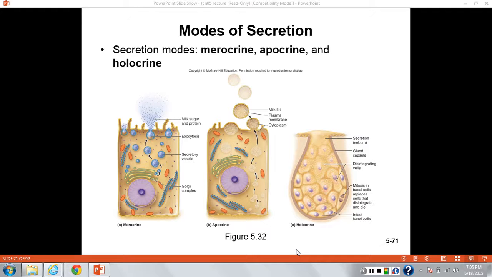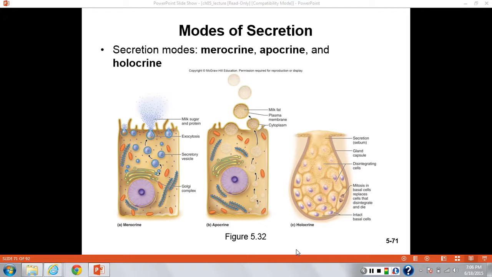Modes of secretion. You got three types of glands: merocrine, apocrine, and holocrine. And examples A, B, and C tell you what they look like and some of the products that they can secrete. So your merocrine, they secrete tears, gastric glands in the stomach, secretions from the pancreas. Apocrine, more lipid droplets, milk secretion from our mammary glands, axillary sweat glands.